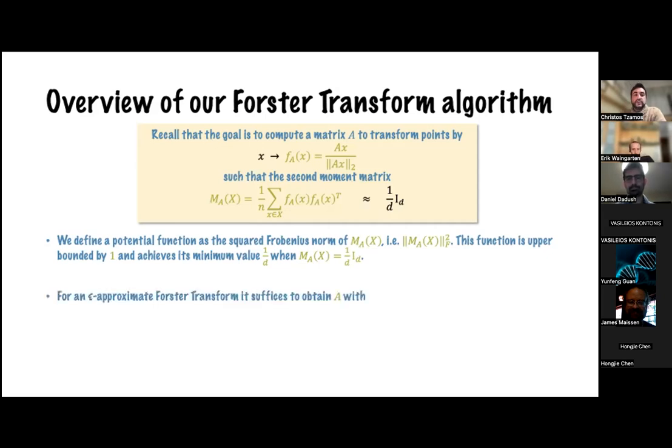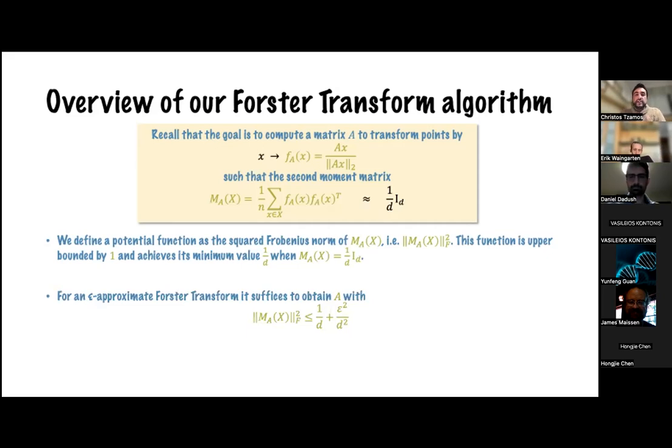Moreover, if you want an epsilon-approximate Forster transform, you only need to get this potential function to be something like 1 over d plus epsilon squared over d squared.